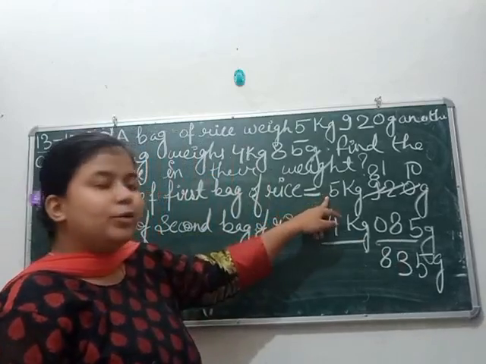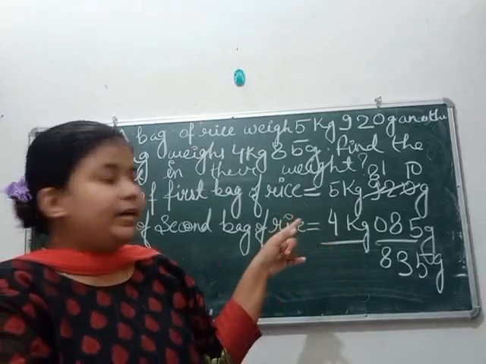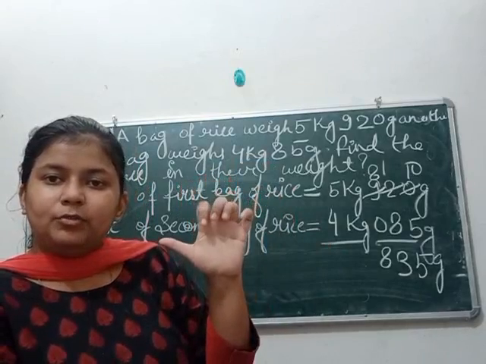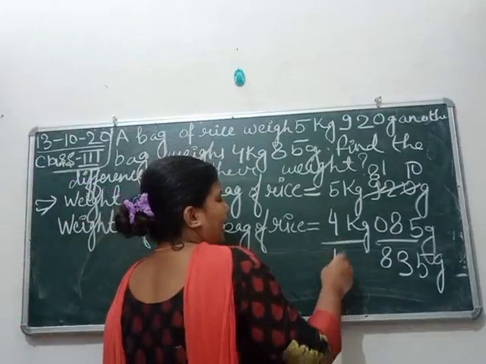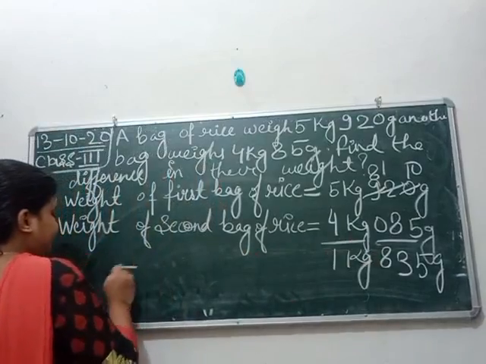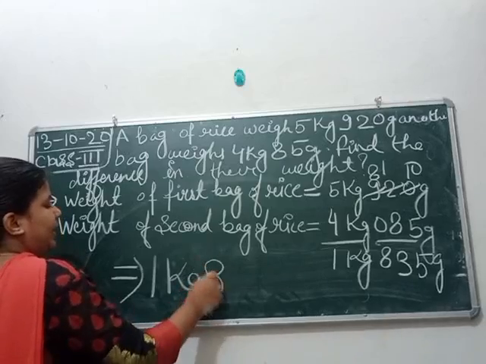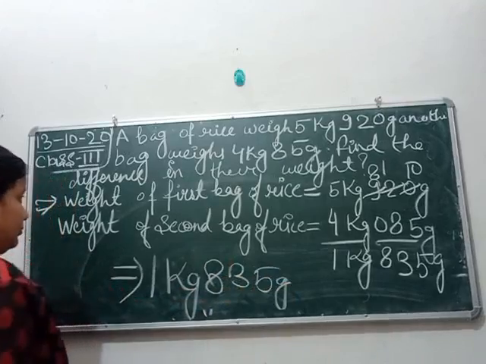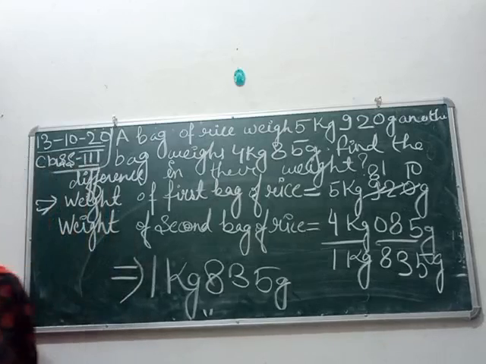Now this number has not given a borrow to anyone. How much is it? 5 kg. 5 minus 4 will give you 1. Now the answer for this question is 1 kg 835 gram. 1 kg 835 gram is the difference between these two bags.